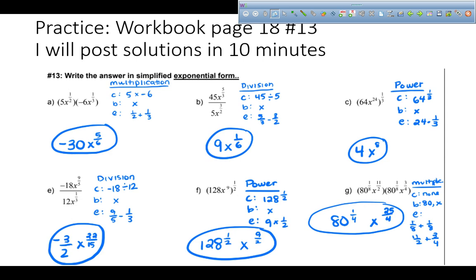Take a moment, check out what you have. 64 to the 1/3 did become a whole number. However, 128 to the 1/2 didn't, so I just left that as is. It's not 128 times 1/2, it's the power of 1/2.